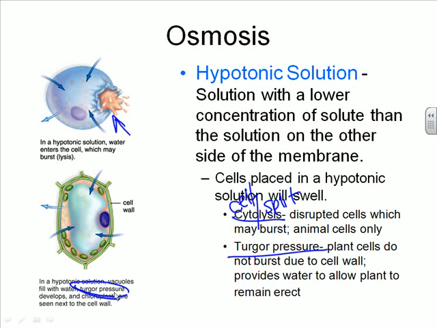But in a plant, we gain turgor pressure. So if you want to remember hypotonic, you might want to remember hypo reminds you of the term hippo. I think about hippos, very, very big. Hypo will always cause a swelling, always cause a cell placed in that solution to get bigger.